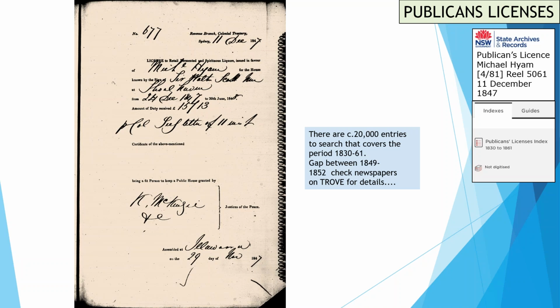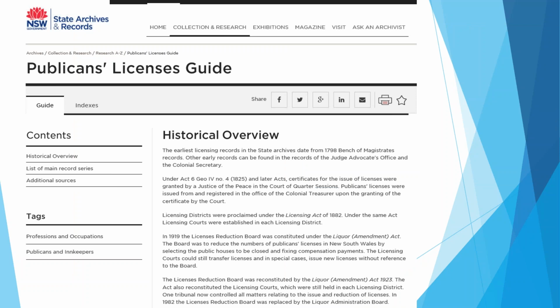Now, one of the interesting things, though, when I get asked questions about publicans licenses, I never move forward without looking at the publicans licenses guide myself, because it changes so much over time. So I do recommend for anybody doing research into the publicans licenses, you go to the guide. This is an example of a guide. You get a historical overview. And for the serious researcher, that does explain why things keep changing in these sorts of records.